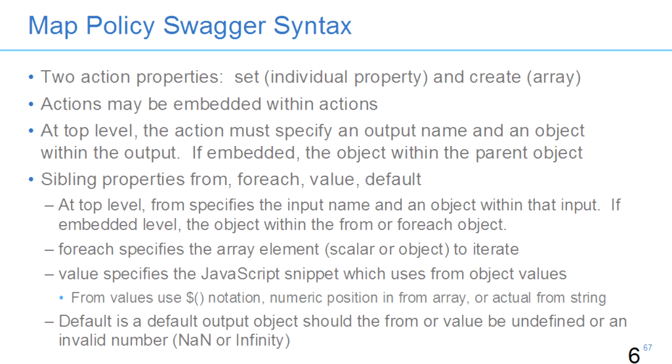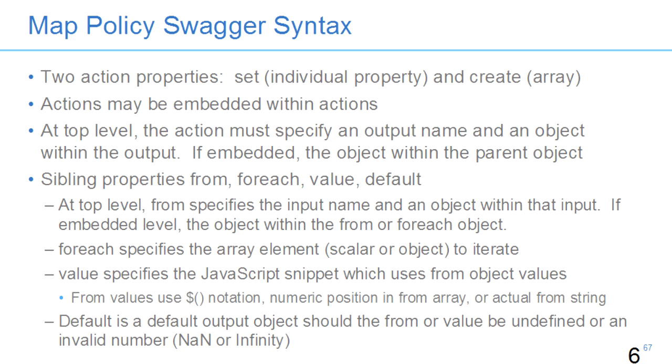So in addition to the actual set and create actions, if you will, there are sibling properties of from, for each, value, and default. So the from is effectively the input name at the top level, as well as then the path to that particular object within that input. Again, if you're doing embedded levels of actions here, then that particular object would not have the input name. That again will be implicit.